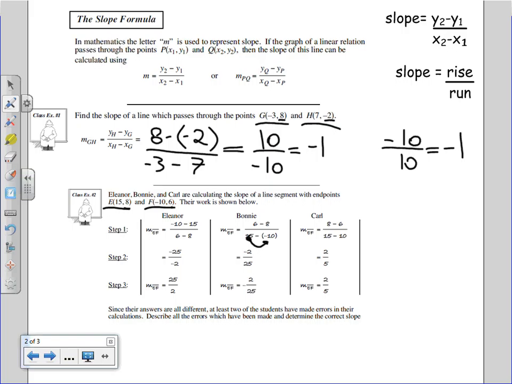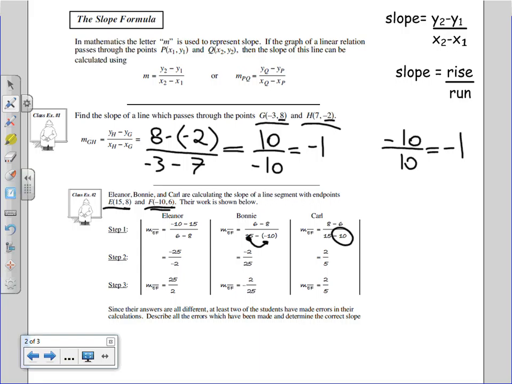Let's see what Carl did. Carl went 8 minus 6. On the bottom he goes 15 minus 10, and Aiden says that's good. No. Now you're gonna flip it. You gotta add negative. The other one's negative. Yeah, I was on board with you. I was like, he did do it right. It's -10. So they all done good. Every one of them.